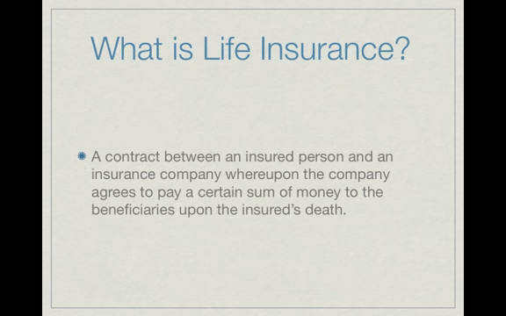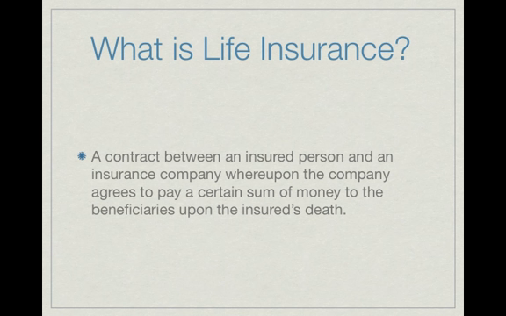So first things first, what is life insurance? Well, we'll use a dictionary definition here and say that life insurance is a contract between an insured person and an insurance company, whereupon the company agrees to pay a certain sum of money to the beneficiaries upon the insured's death. So to put that in a little bit plainer English, life insurance is a contract that says if a person passes away, somebody else gets some money from an insurance company.